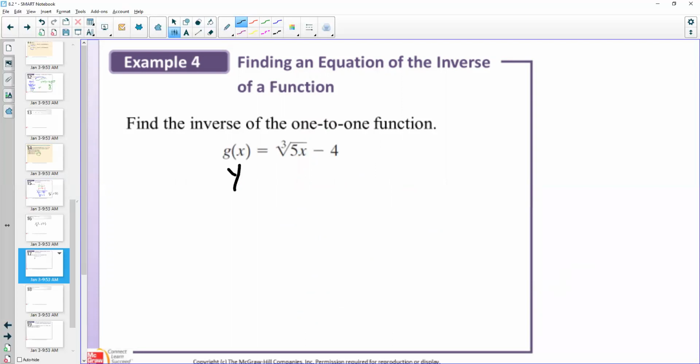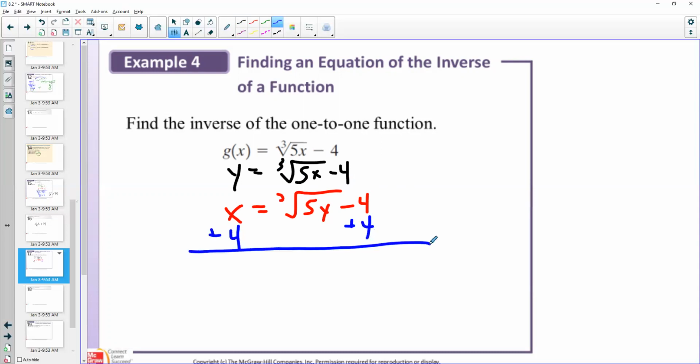So first we're going to rewrite it as y. Y equals the cube root of 5x minus 4. Okay. Then we're going to switch x for y. X equals cube root of 5y minus 4. Now I'm going to solve for y. So I'm still going to do what I did before. I'm going to move the 4 over. So I get x plus 4 equals the cube root of 5y.